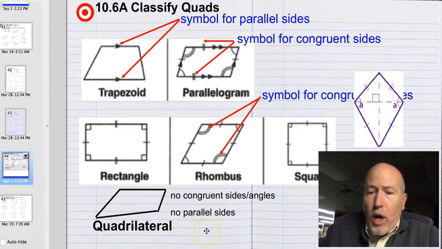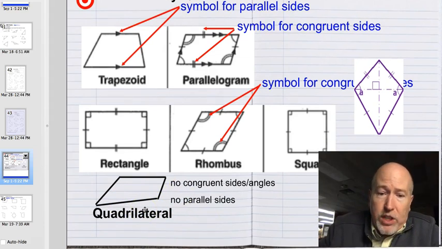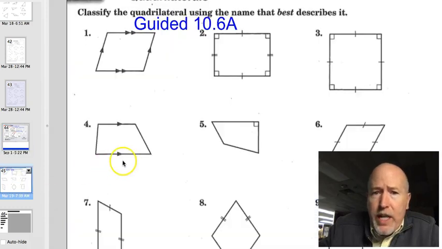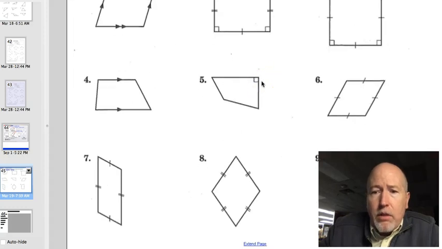All right, don't forget, a quadrilateral is just any 4-sided shape. It doesn't have to have any congruent sides or any parallel sides or anything like that. Oh, quick test. Here we go. What is this one? Parallelogram. This one. Rectangle. Here. Quadrilateral.